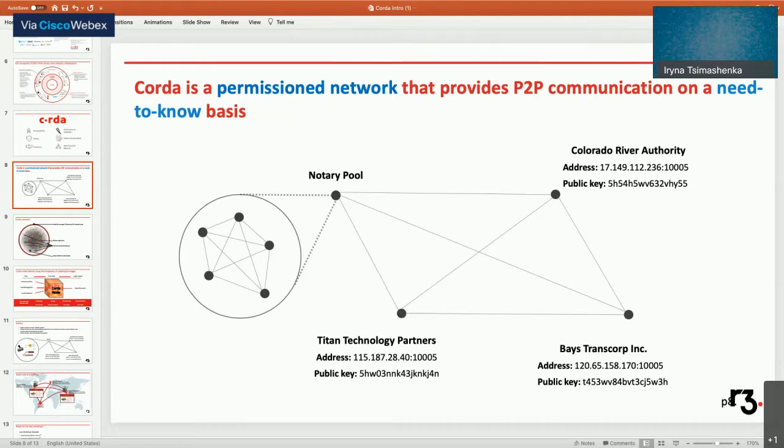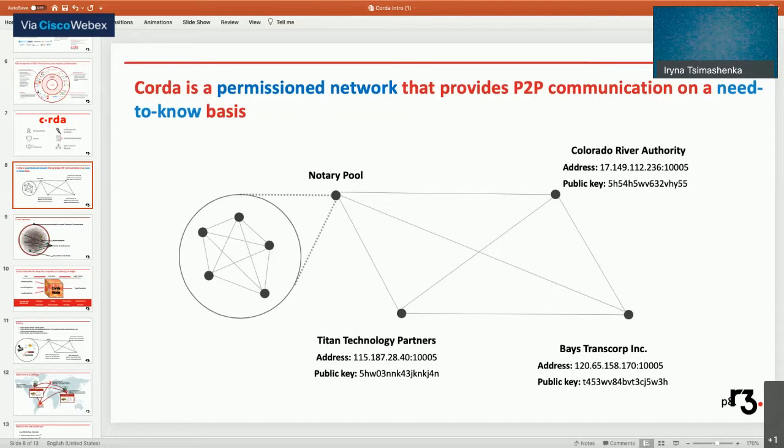All of the nodes in the network have the potential to communicate with other nodes. So as long as you can see another node, you can message it. And you always have to know the destination of the message and send it directly. Transactions are completed and stored only by participants who were involved in them. For example, here, if Titan Partners and Colorado River Authority make a transaction, then only they have a copy of this transaction. And Base Transcorp weren't even aware of this transaction.